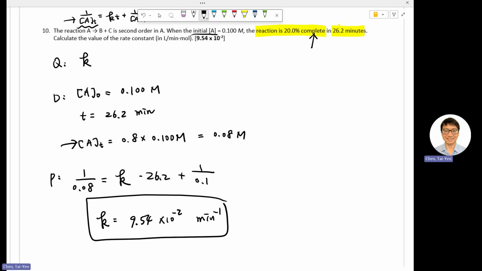Again, the keyword: you want to see that there's a time component over there. Therefore, you know it's integrated rate law. Then you know it's second order, therefore you know what equation to use. Then start to read the question, digest your data, and write down the data properly. Complete is not the word that you want to have, right? The word you want is how many remain. So make sure you understand those little things.